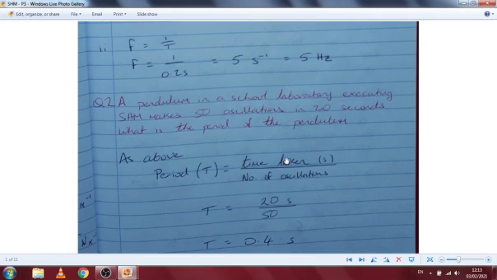So here I've formalized it a bit. So the period is the time taken in seconds over the number of oscillations. The time taken was 20 seconds. That's over 50 because it was 50 oscillations. So it's 20 divided by 50, which gives me 0.4, and seconds is my unit, which is the unit for time. So that is question 2, nice and simple.